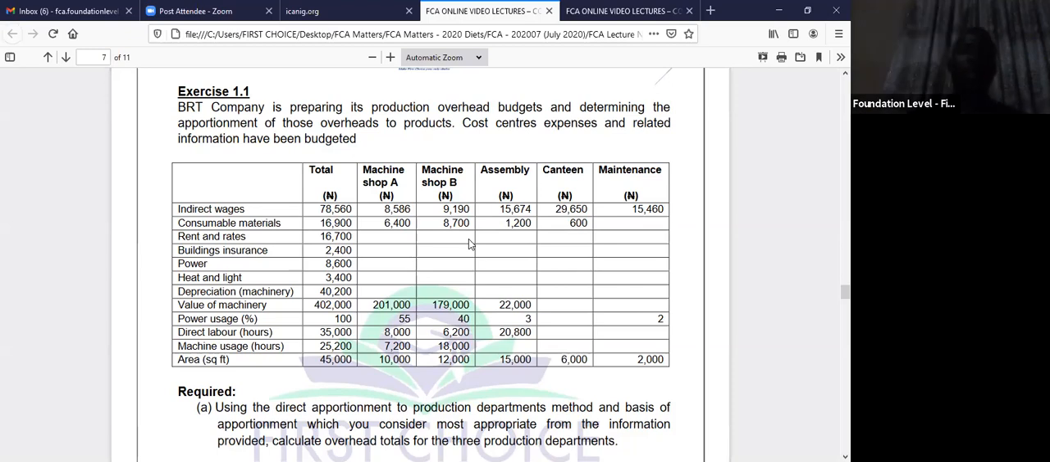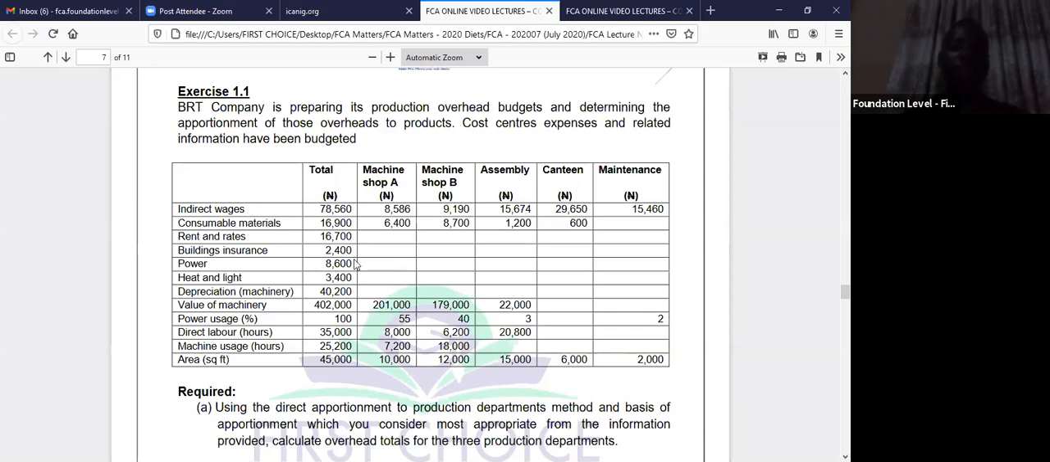Now, if you look at this, you can see the total of all the costs here. We can see some direct costs, and we can see some indirect costs. Indirect wages, all of them here are indirect costs anyway, because they cannot be traced to the final product. Indirect wages cannot be traced. Consumable materials too cannot be traced. Rent and rates cannot be traced.